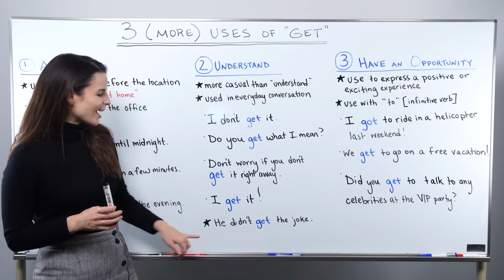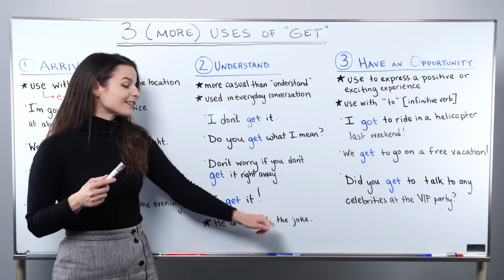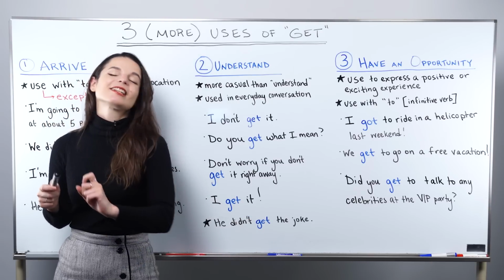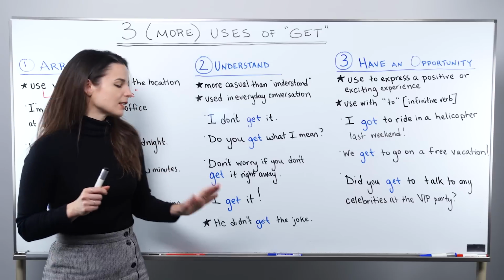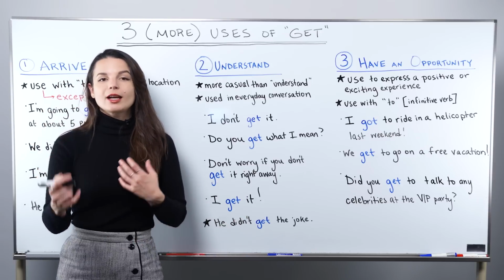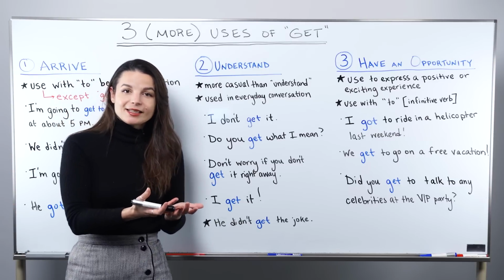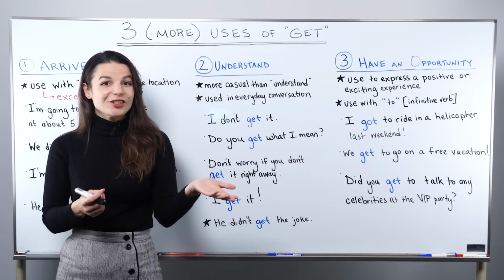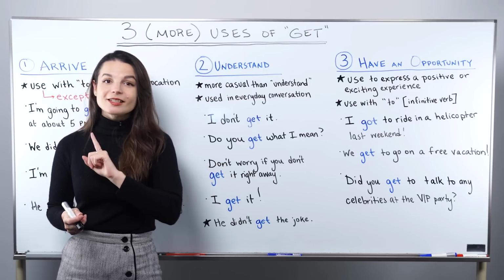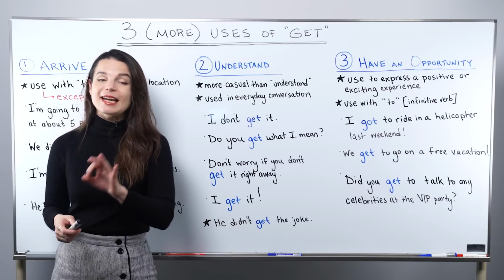Okay, let's look at the last one. I just used this expression. He didn't get the joke. This means he didn't understand the joke. So we use this verb a lot when we're talking about jokes and humor. So when someone understands a joke, we say, he got the joke. He understood the joke. When someone doesn't understand the joke, we use an expression like this. He didn't get the joke.